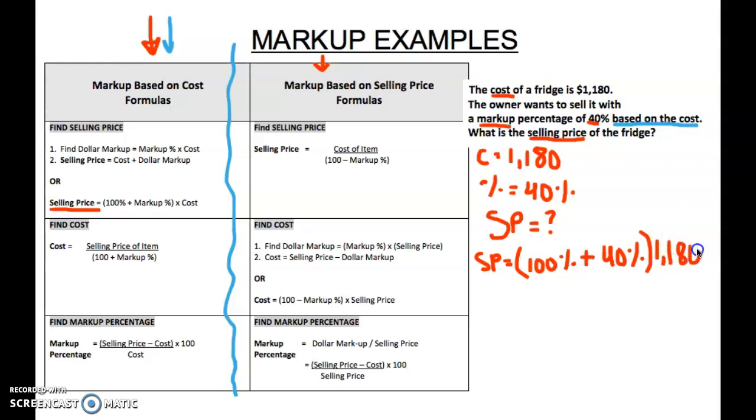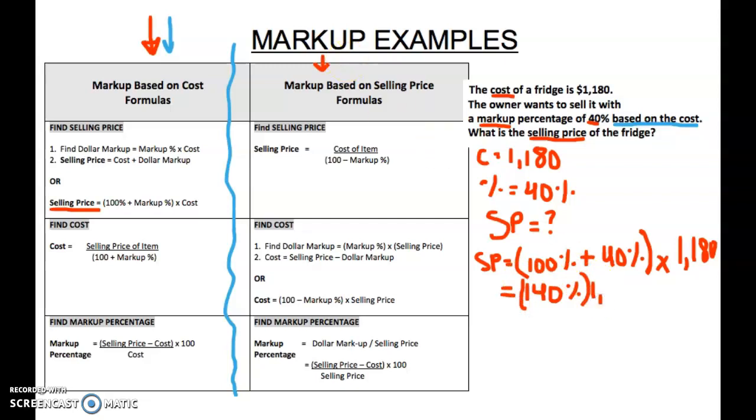And you know, I didn't put a multiplication symbol in there. You don't have to put one in there, but because you're probably used to seeing one, I'm going to put it in there so that you know what I'm doing. My operation is multiplication. $1,180 is going to go here. Okay, so when I'm computing my selling price, I keep going. 100% plus 40% is 140%. Okay, I simplify that.